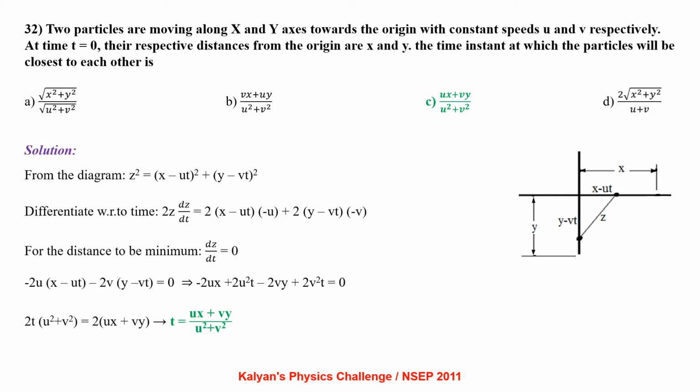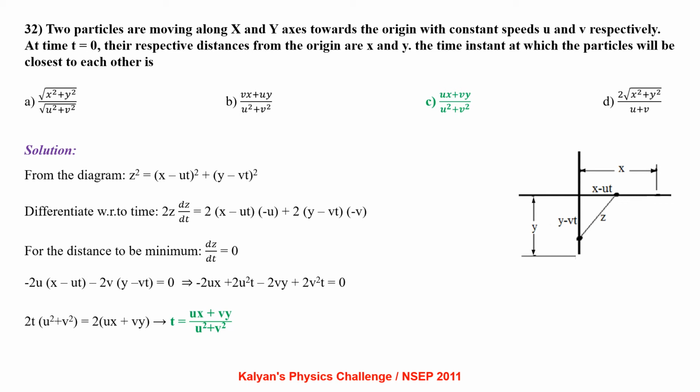From the diagram, we can see z square equal to (x minus ut) whole square plus (y minus vt) whole square. Differentiating with respect to time, 2z dz by dt equal to 2 times (x minus ut) of (minus u) plus 2 times (y minus vt) of (minus v). For the distance to be minimum, applying maxima minima condition, we have dz by dt equal to 0. Putting the differentiated value equal to 0, we get t equal to (ux plus vy) by (u square plus v square).